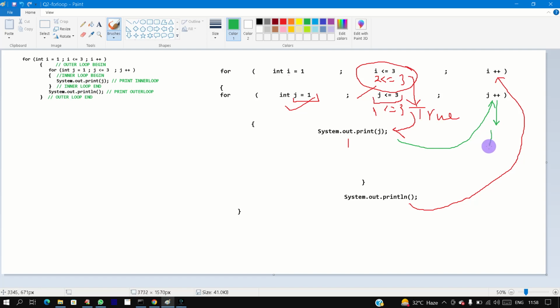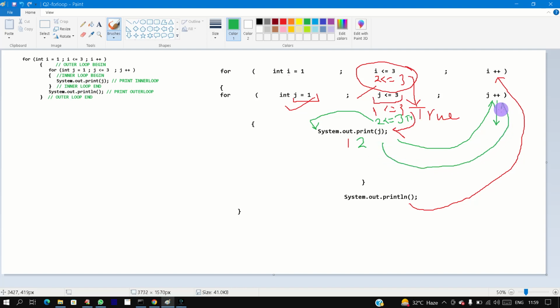Now what will happen? This j will be going to the condition. Now this j guided, you have to make yourself increment to 2. Now the condition will be checked: 2 is less than or equal to 3. Again the condition is true. If the condition is true, we will be going to the System.out.print, which is telling to print j. So what is j? j is 2 right now. Now 2 is being printed.